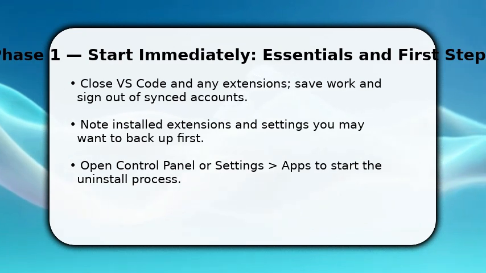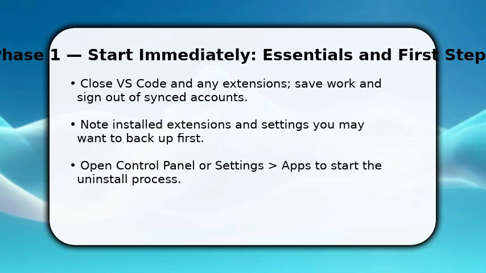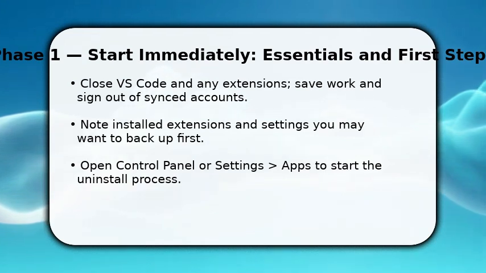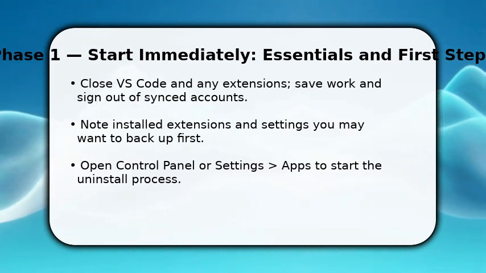Now open Windows Settings or Control Panel and go to Apps because we will remove the main application first. This step removes program files, but not user data, so you back up first. Proceed to click Uninstall when Visual Studio Code appears, and follow the built-in uninstaller prompts until it completes.